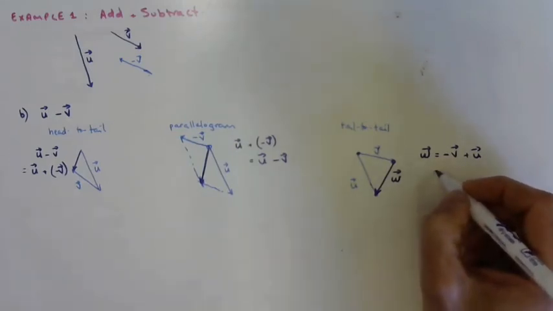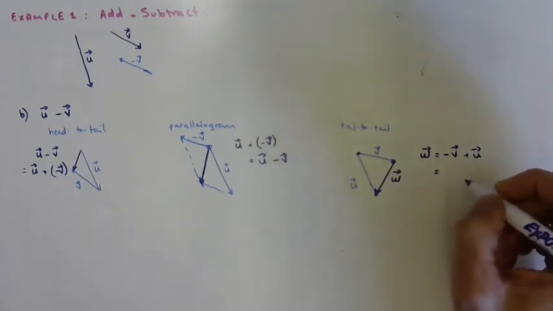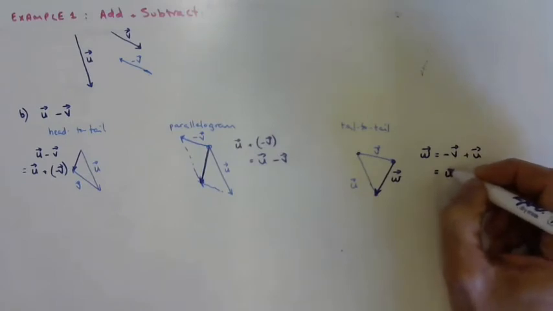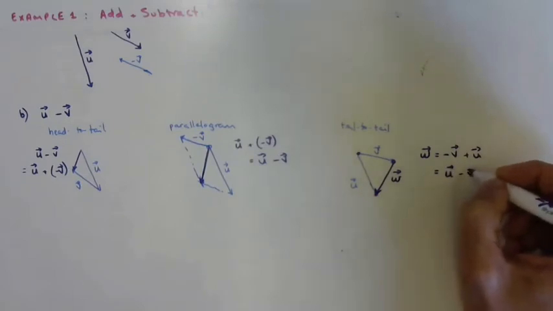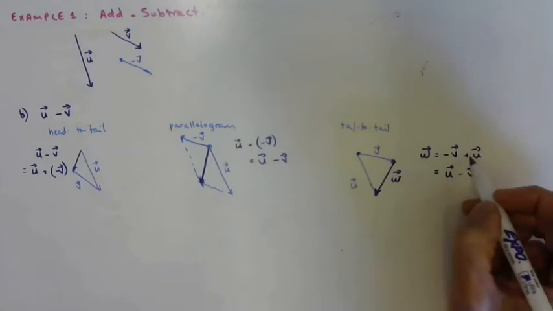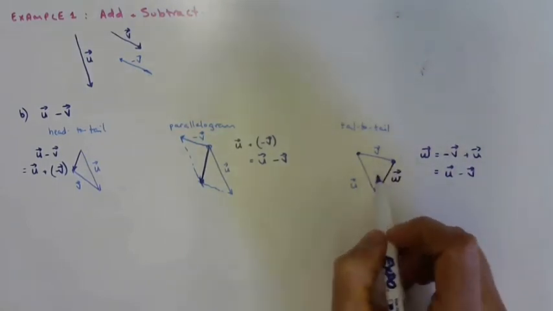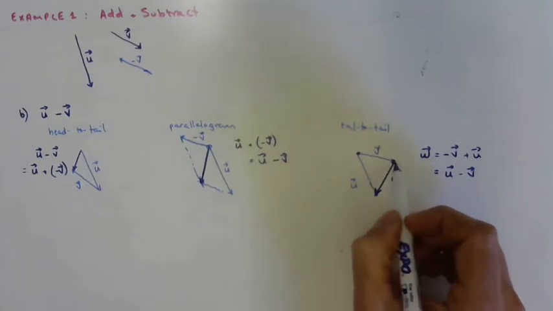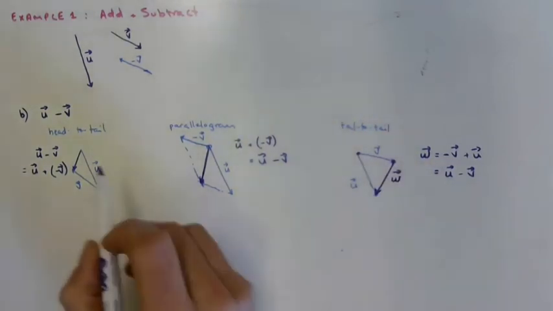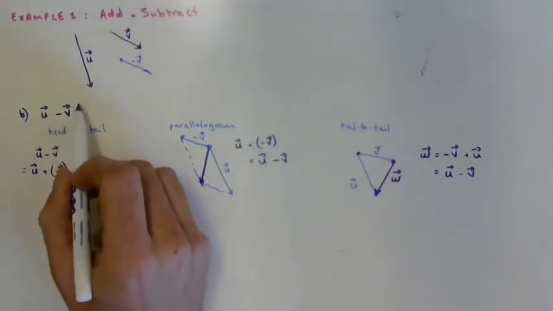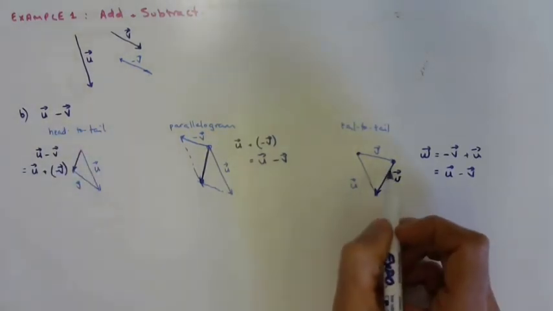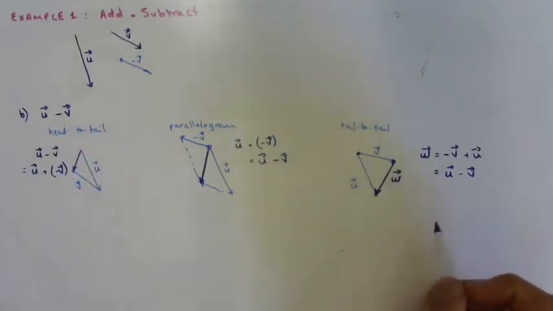Okay? Well, this is the same as u minus v. Positive u, negative v. Okay? So we did a little bit different here, but then we just traced it backwards along v, the opposite of v, and then forwards down u, and we ended up with the same thing.